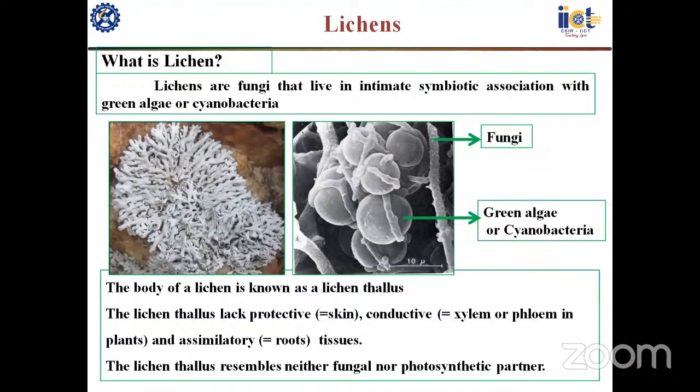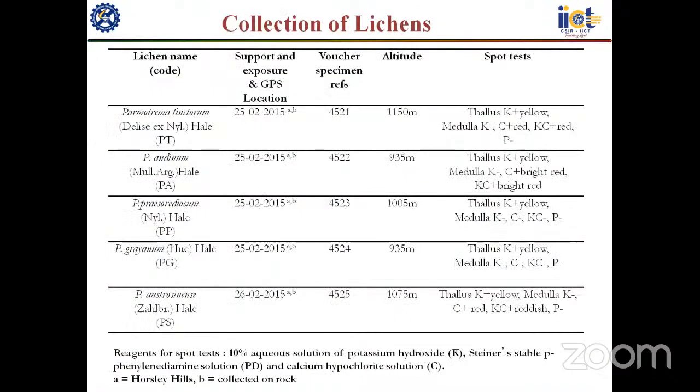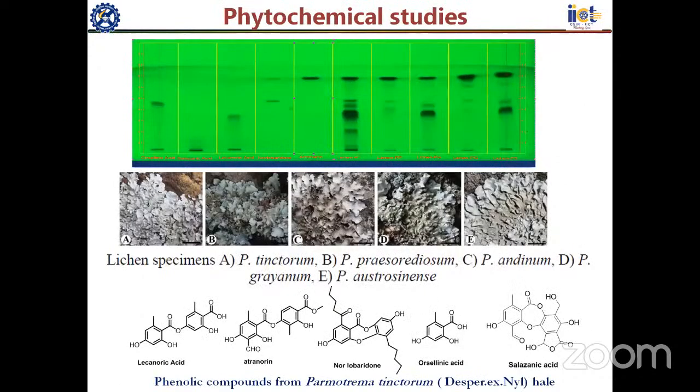Before going to the work, I would like to give the importance of lichens. Lichens are nothing but symbiotic organisms of fungi and cyanobacteria. We collected these five lichens particularly in the Arsley Hills and Rayalaseema region, and I identified them properly by using spot tests, chemical methods, taxonomy and other methods. Here Parmotrema tinctorum is the abundant lichen, and from it we isolated these 5 compounds.